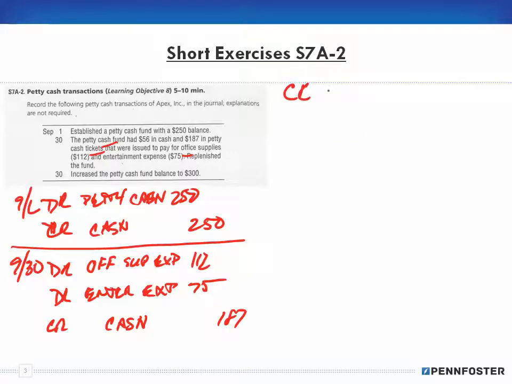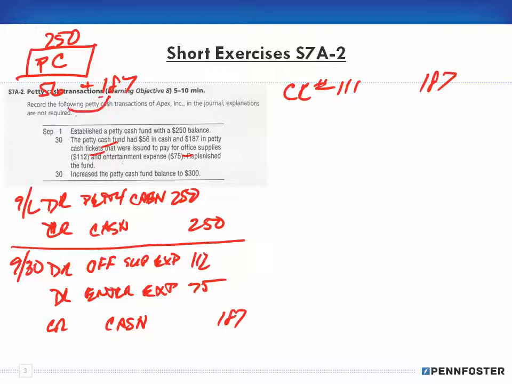You're going to write a check, whatever that number is, let's call it 111, for $187. You're going to go to the bank and cash the check, and you're going to get the $187. So you had your petty cash box here, and there was originally $250 in it, but now there's only $56 in it because you have $187 in receipts. The total of those two is this $250.